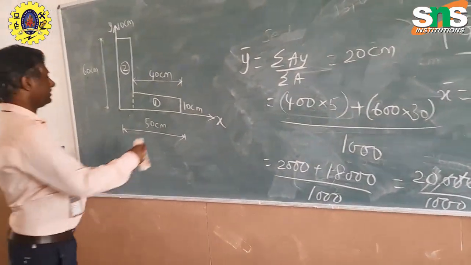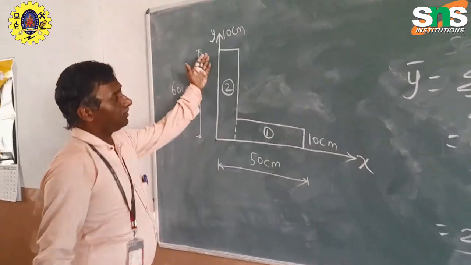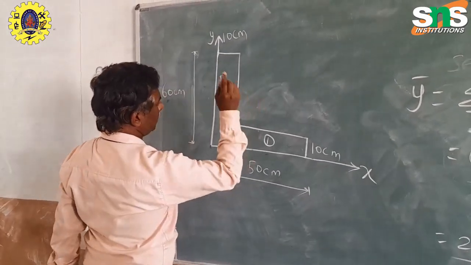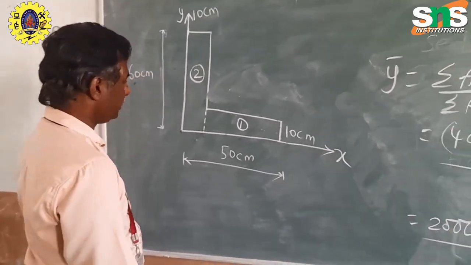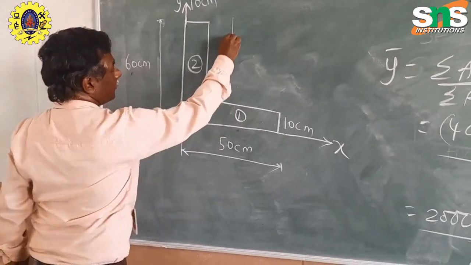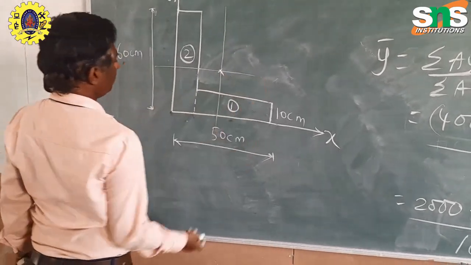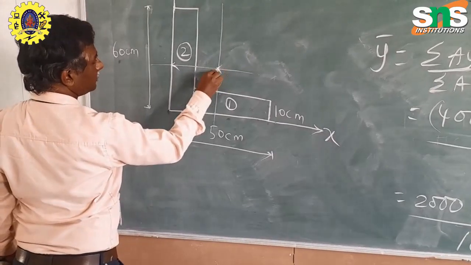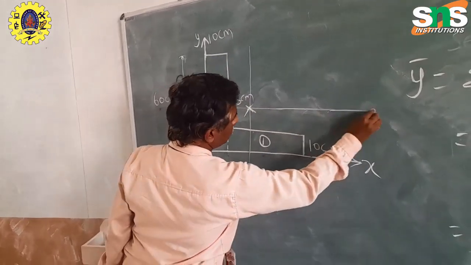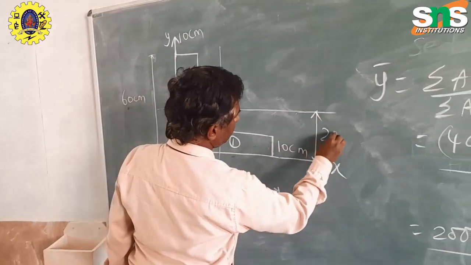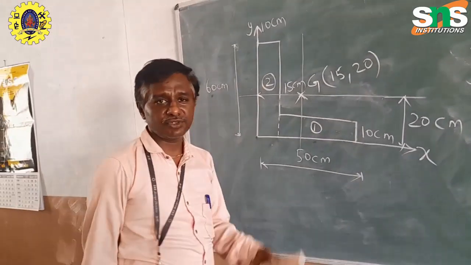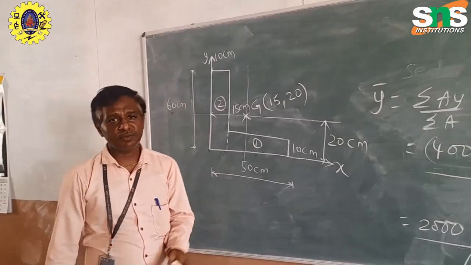Here you can measure like this. X bar equal to 15, this is 10 plus 5. And y bar equal to 20, 20 means 10 plus another 10. So this is the point. From here to here, this is 15 centimeter, and from the axis this is 20 centimeter. This is the centroid, 15, 20. Like this we have to locate the centroid for the given composite angle section.